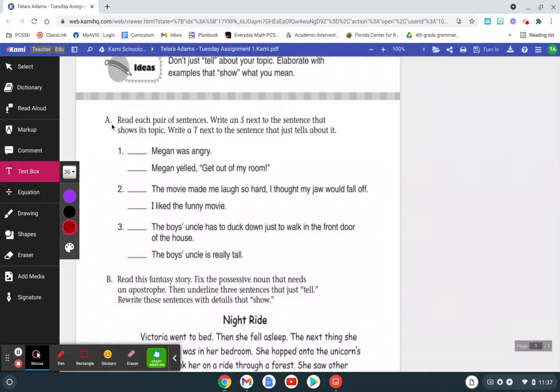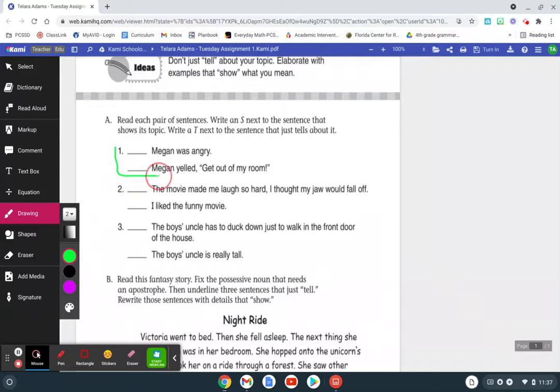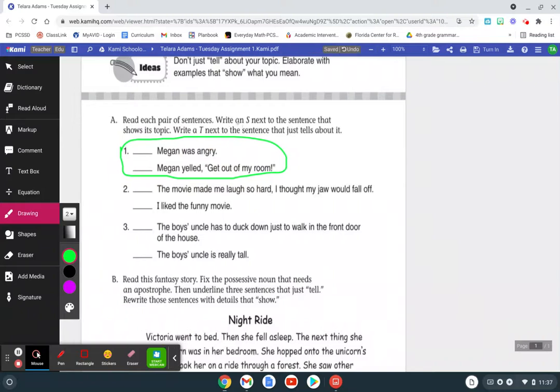Here we go. A. Read each pair of sentences. Pair means two. Write an S next to the sentence that shows its topic. Write a T next to the sentence that just tells about it. Go to my drawing tool. Here is our first pair of sentences. We have two sentences for number one. We're going to write an S next to the sentence that shows the topic, and then T next to the sentence that just tells about it.